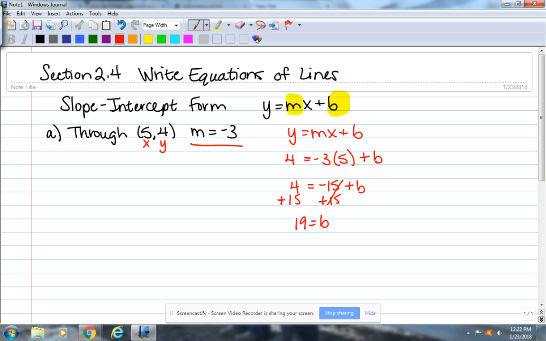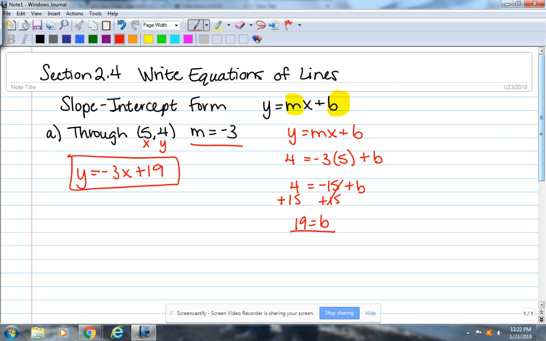So now I have a slope and I have a y-intercept. So I can plug that into slope-intercept form, and I get y equals -3x plus 19. So I just slip our m and our b into those correct locations, and that's our equation of the line.